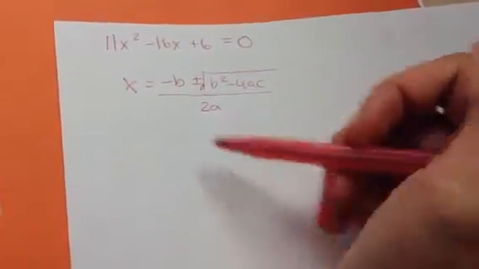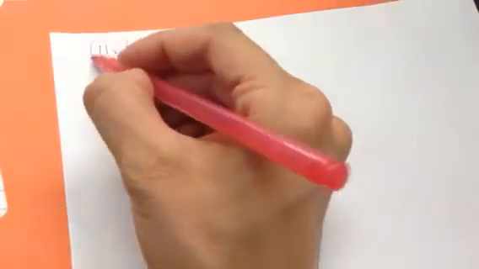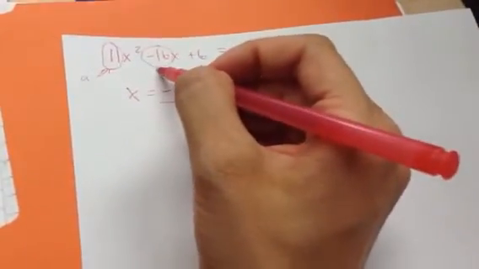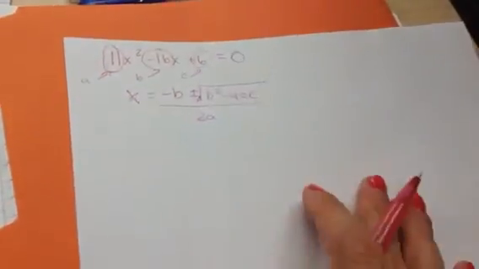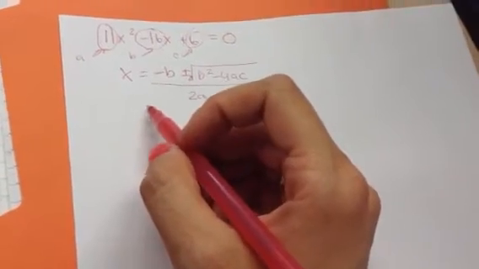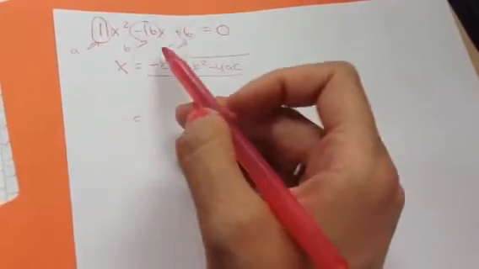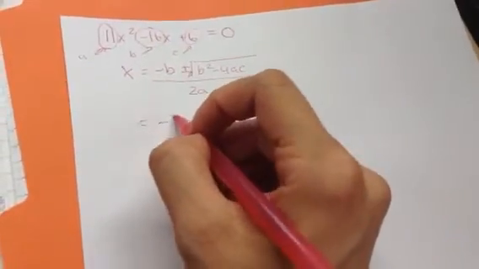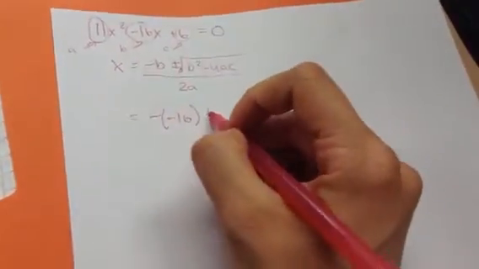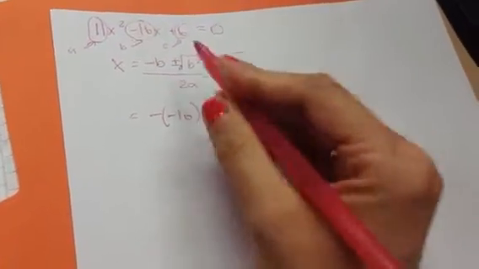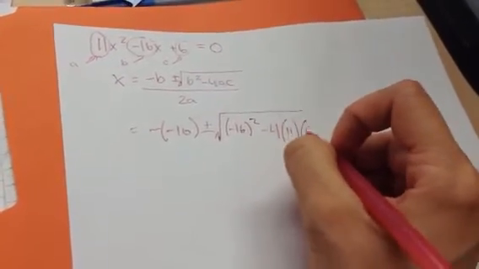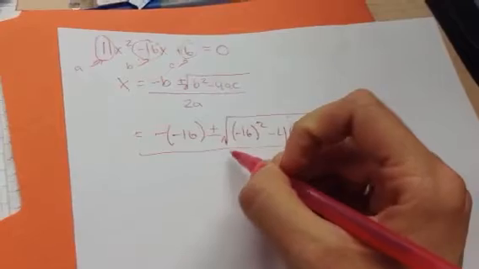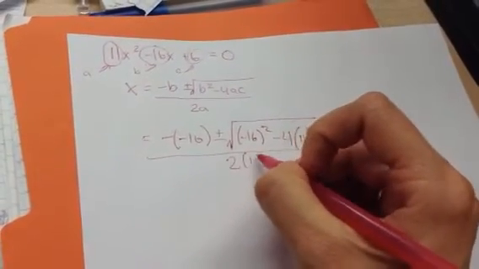Okay, so I know my A is equal to 11. My B is equal to negative 16. And my C is equal to 6. So I'm going to have a negative 16. So that's going to change to positive. Watch out for that. Negative 16 squared minus 4 times 11 times 6 all over 2 times 11.